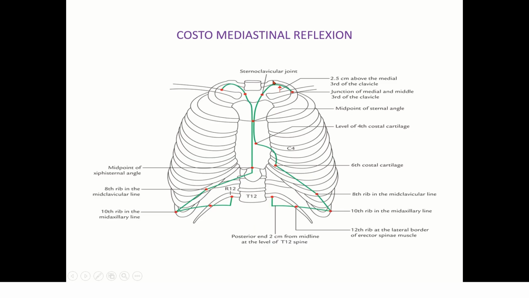You can see here the same thing again, the costo-mediastinal reflection. Here you can see the costo-diaphragmatic reflection. And here you can see the costo-mediastinal reflection. This is on the right side and this is on the left side. It is common on the right and left side up to the level of the fourth costal cartilage. After that, it is slightly different on the right side and left side.